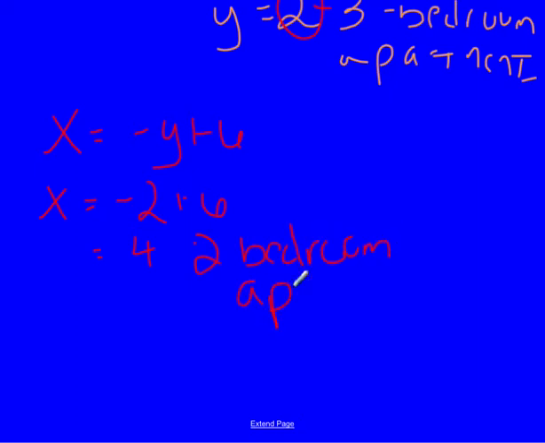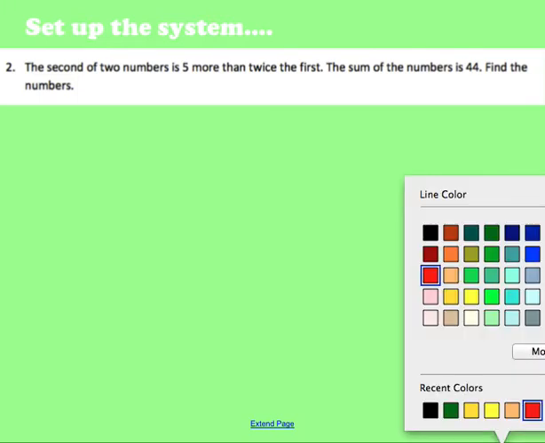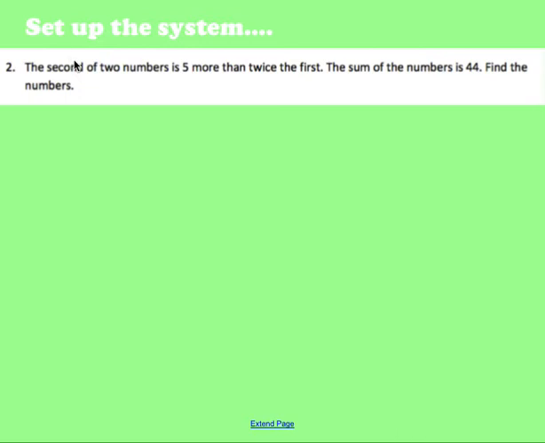Okay, so we don't have to write this out as a coordinate point because we labeled it for each variable. Okay, let's go ahead and take a look at that next problem. It says the second of 2 numbers is. All right, so I'm going to let Y represent the second of 2 numbers, and I'm going to let X represent the first. Whenever you see "is," it typically means equals.